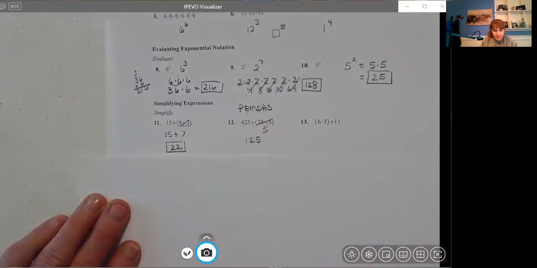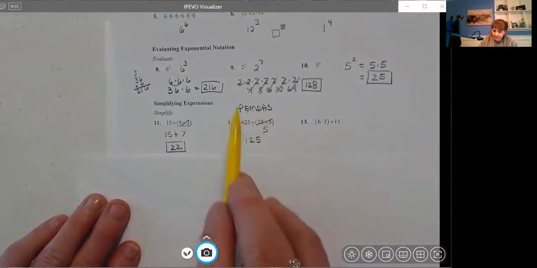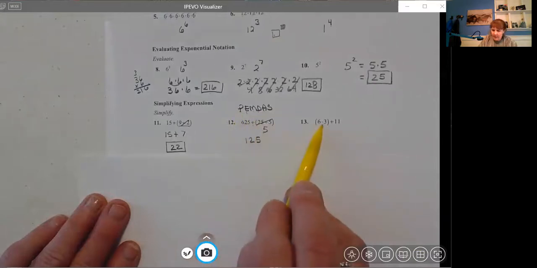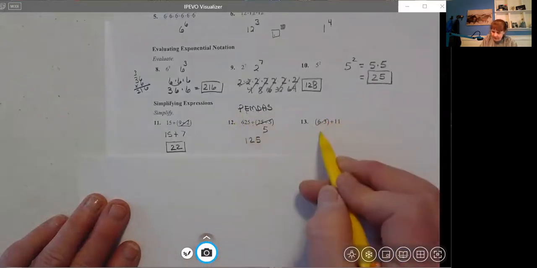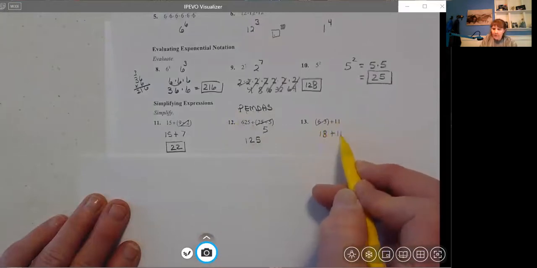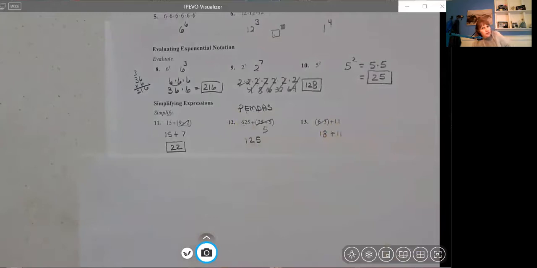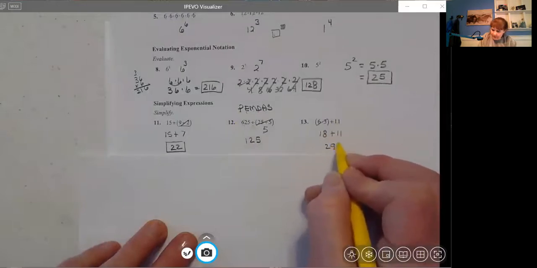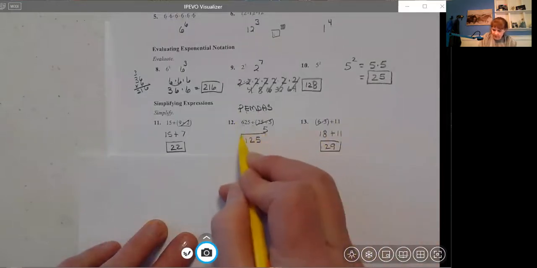Let's keep practicing it. 13, P, we do that first. 6 times 3, 18. Then we have plus 11. So again, there's no multiplication or division, there's no exponents. We would add or subtract and come up with 29. Let me put those there.